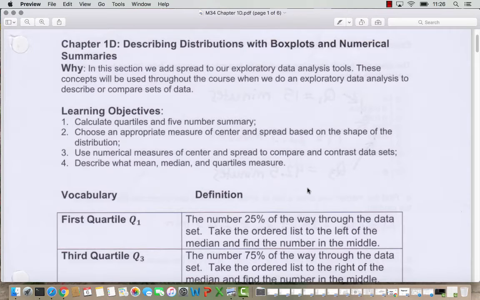Chapter 1D, Describing Distributions with Box Plots and Numerical Summaries. Start by reading the learning objectives and vocabulary.